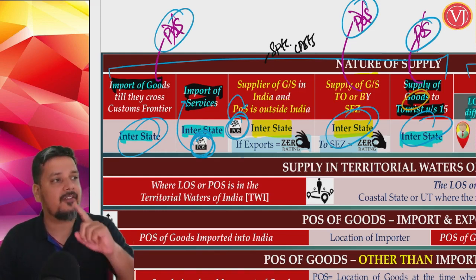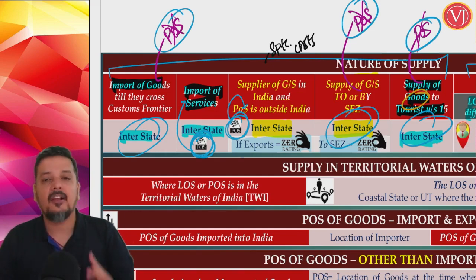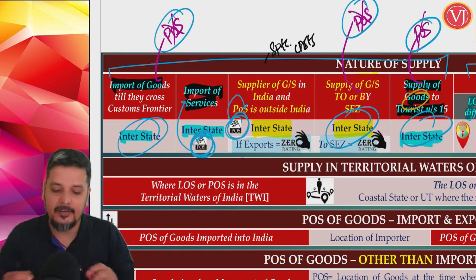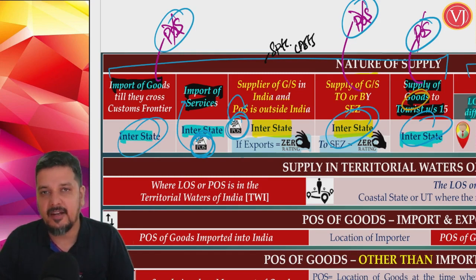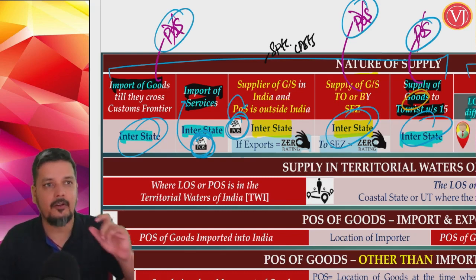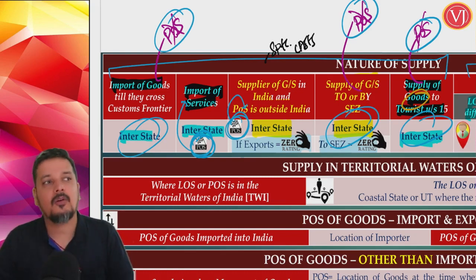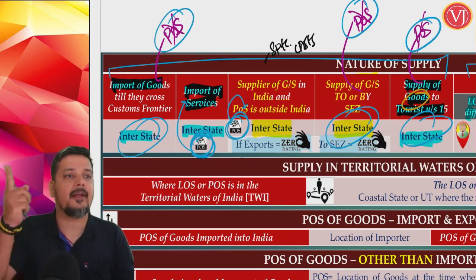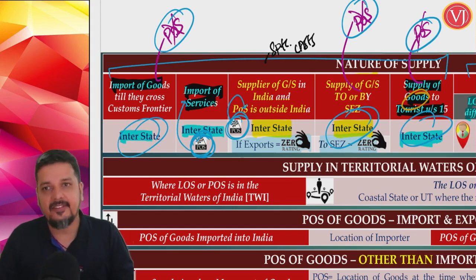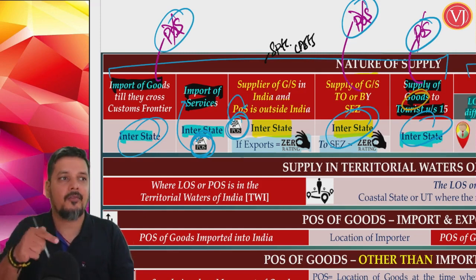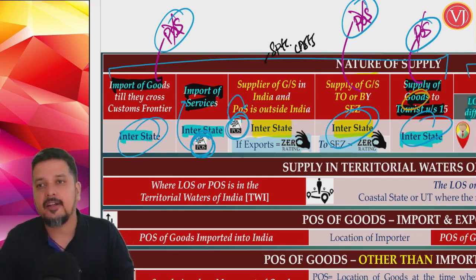You need not evaluate step number 1, location of supplier, or step number 2, place of supply. By default, they are IGST transactions. There are 2 other cases where they are IGST transactions, but for that you have to find out place of supply. What are they? Import of services. It is IGST, but for that you have to find out place of supply. Secondly, location of supplier in India, place of supply outside India. It is an IGST transaction, interstate supply. But for that you have to find out place of supply, and that should be outside India.